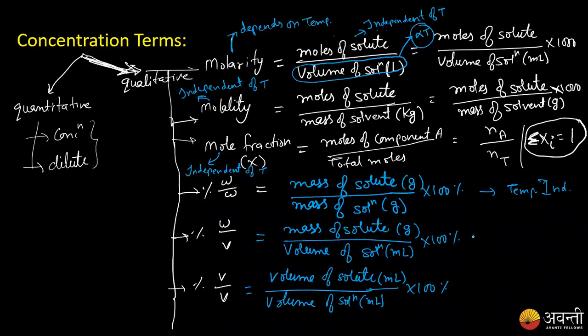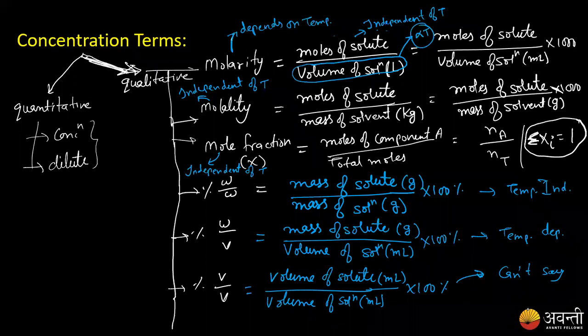The weight by weight is temperature independent. The weight by volume is temperature dependent. And the volume by volume can be temperature dependent or independent, because both numerator and denominator depend on the temperature. If temperature has the same effect in both numerator and denominator, then that will be nullified. But if temperature has different effects in numerator and denominator, then there will be some effect of temperature. So we can't say whether it is temperature dependent or independent. Clear?